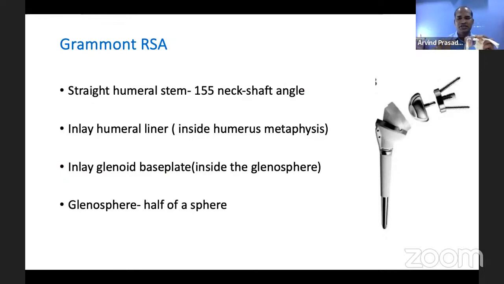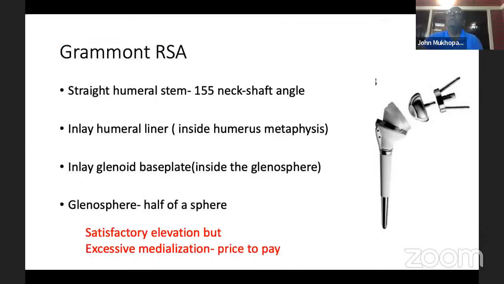And if you see the implant-wise, the humeral head is usually straight, and the cut of the neck shaft angle was 155. That was high at that time. And over that, there was the inlay humeral liner. And on the glenoid side, there was the glenoid base plate. And over that, there is the glenosphere. That was almost half of a sphere. So this gives satisfactory elevation.